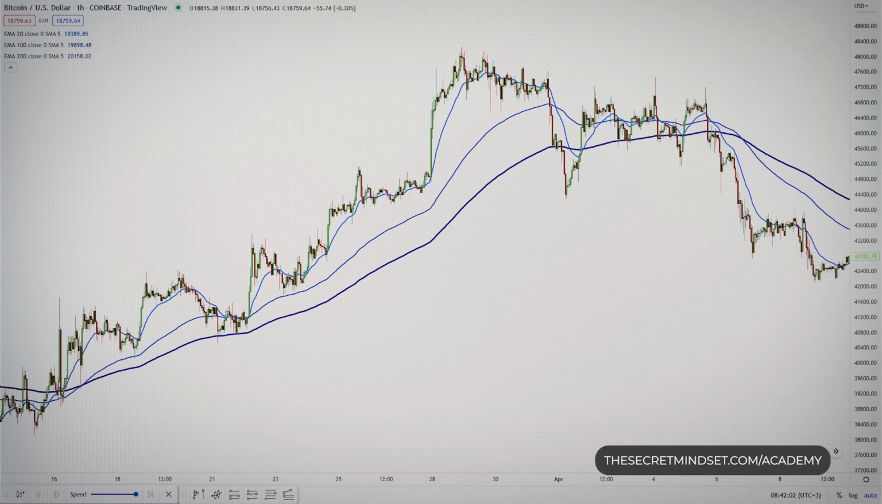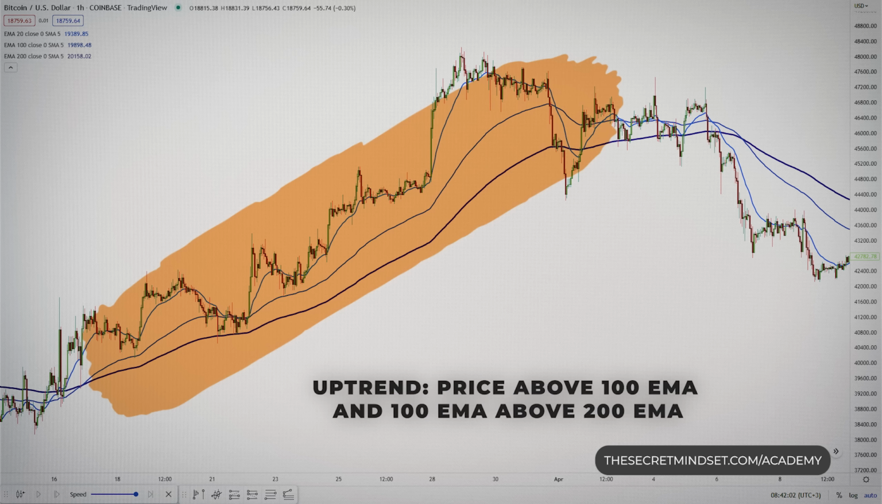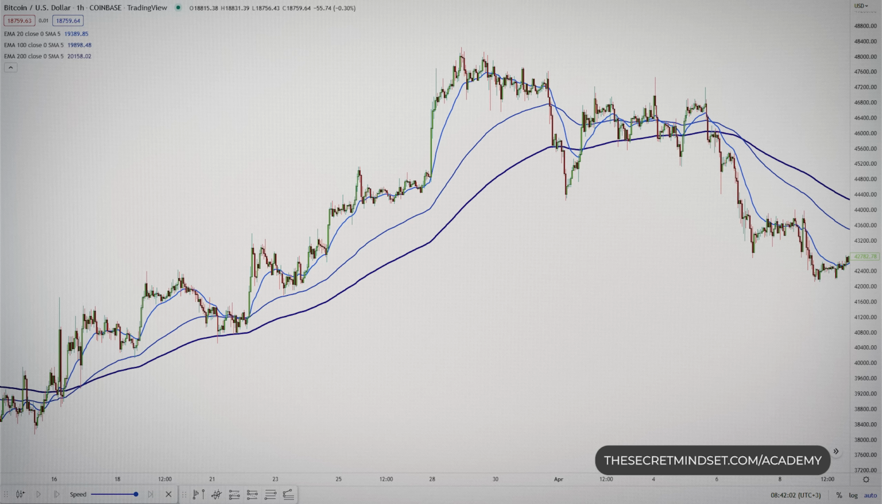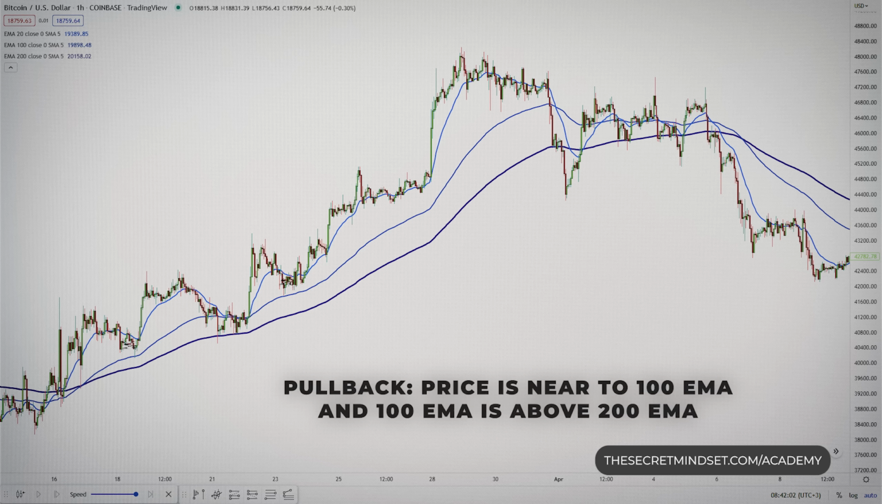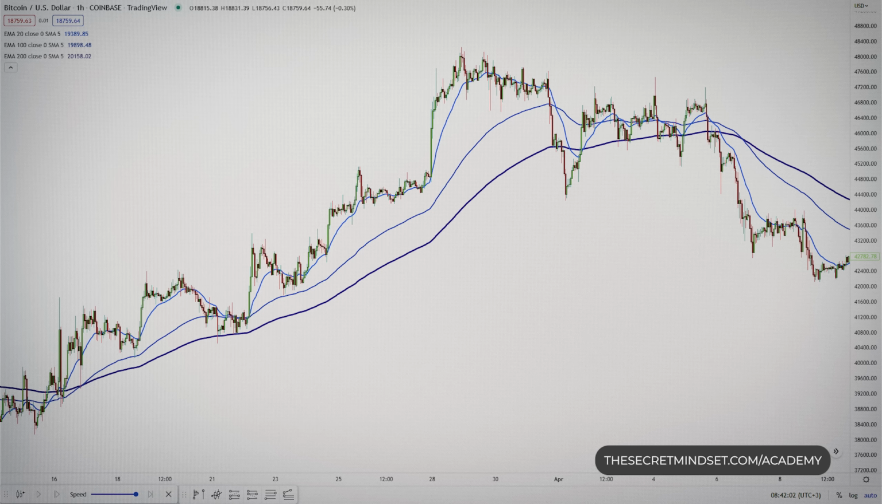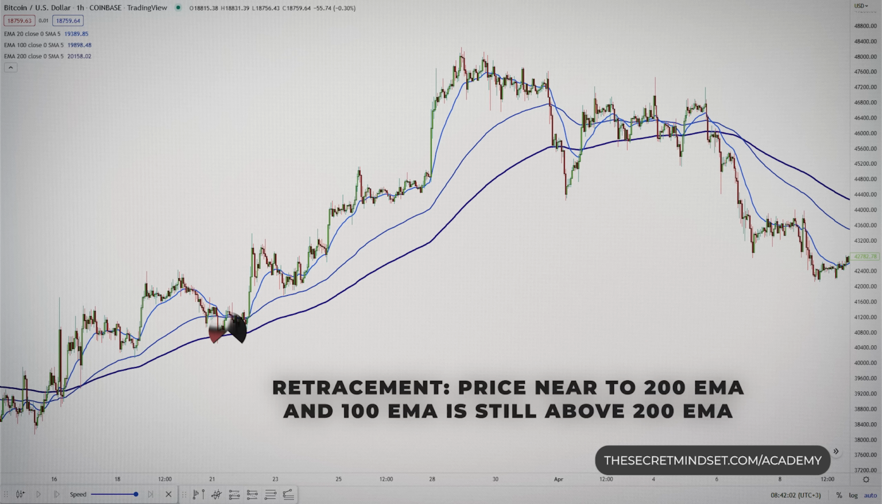So let's analyze this chart. First, the trend is up. Price is above the 100 EMA, and the 100 EMA is above the 200 EMA. Here we have a pullback. Price is near the medium-term 100 EMA, and the 100 EMA is above the 200 EMA. Here's a retracement. Price is near the long-term moving average, the 200 EMA, and the 100 EMA is still above the 200 EMA.